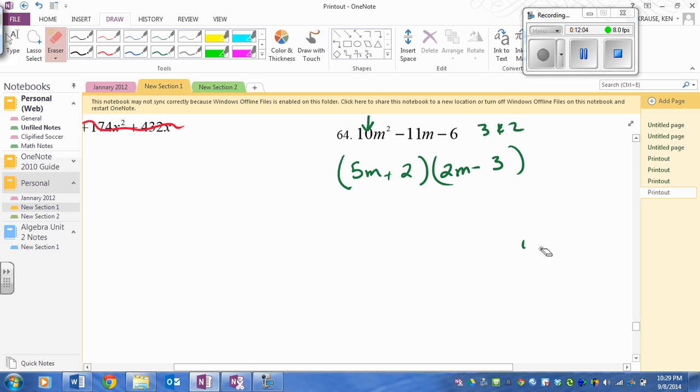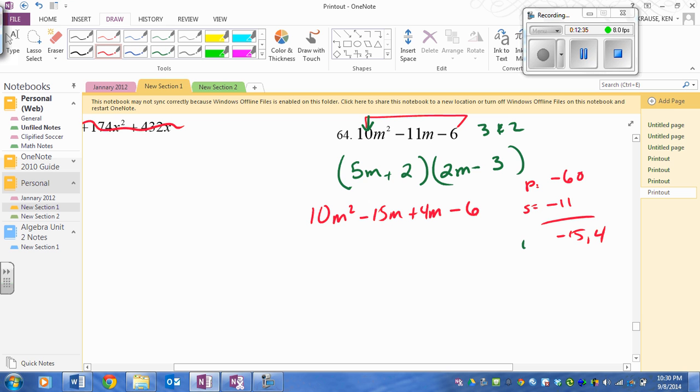Using product-sum. These two multiplied give me negative 60, and they have to add up to negative 11. So the product equals negative 60, and that's negative 15 and positive 4. So they multiply to negative 60 and add up to negative 11. So you do 10m squared minus 15m plus 4m minus 6.